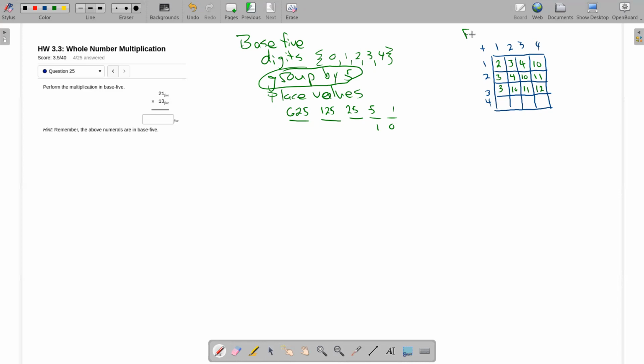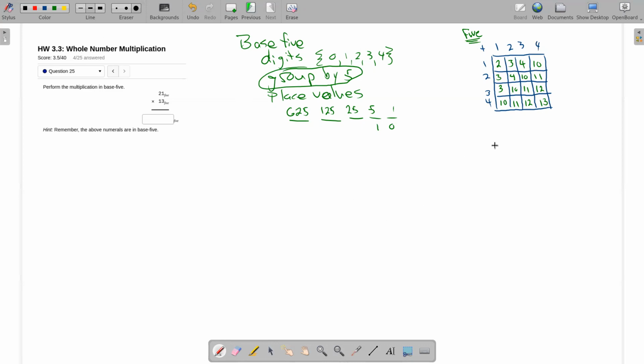So again, this is base 5. 4 plus 1 is 5, which is 1, 0. 4 plus 2 is 6, which is 5 and a 1. 4 plus 3 is 7, which is 5 and 2. 4 plus 4 is 8, which is 5 and 3.